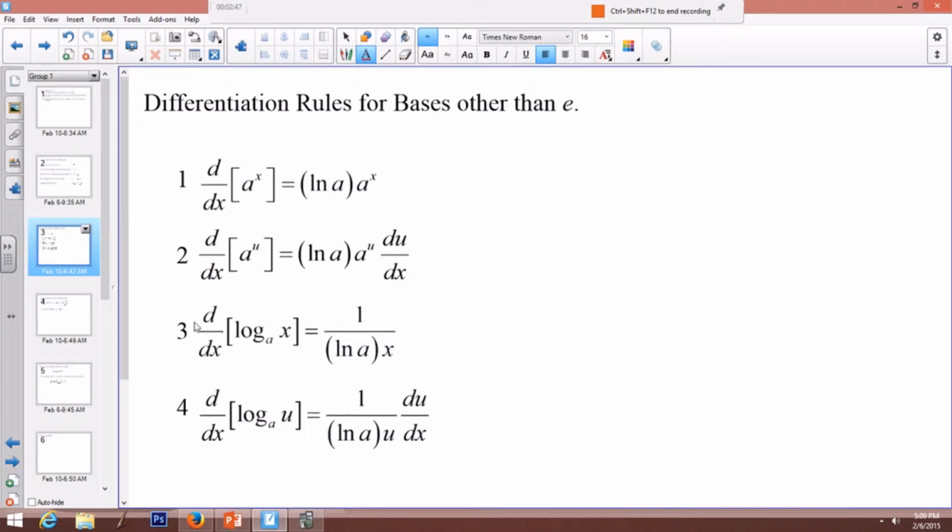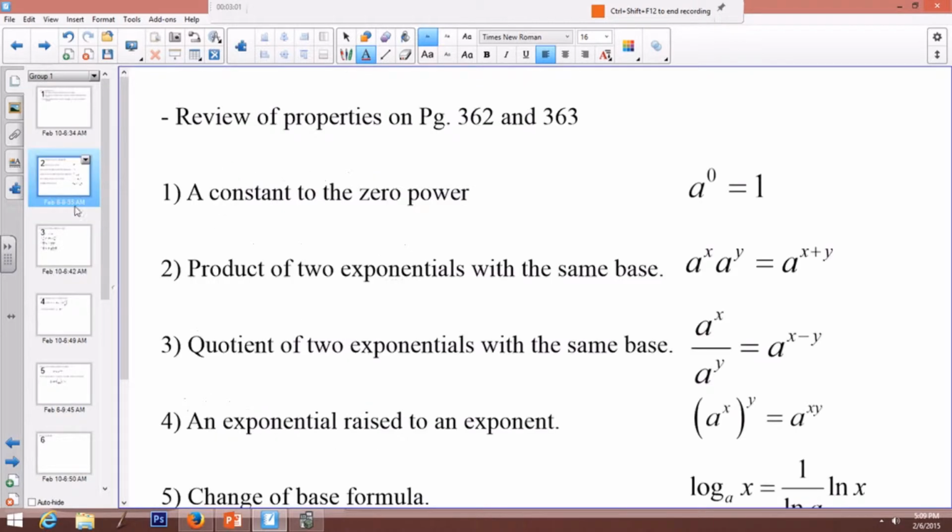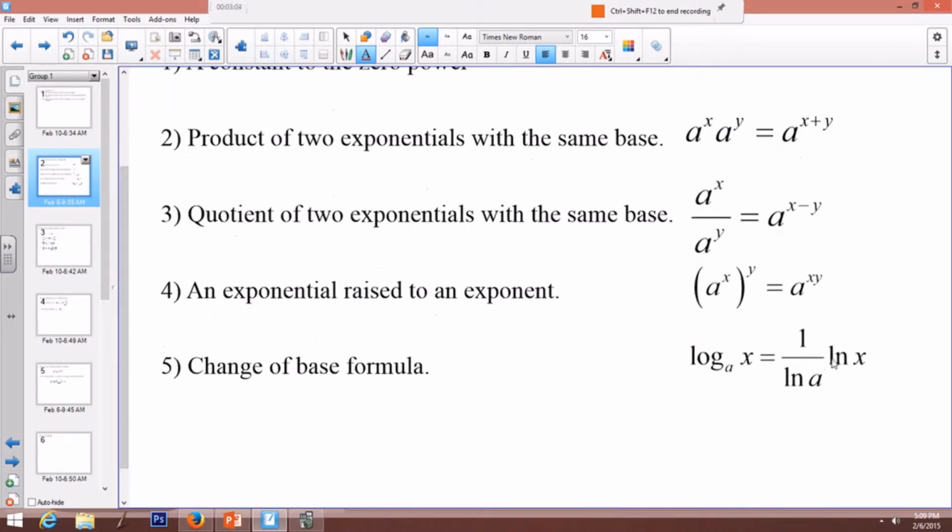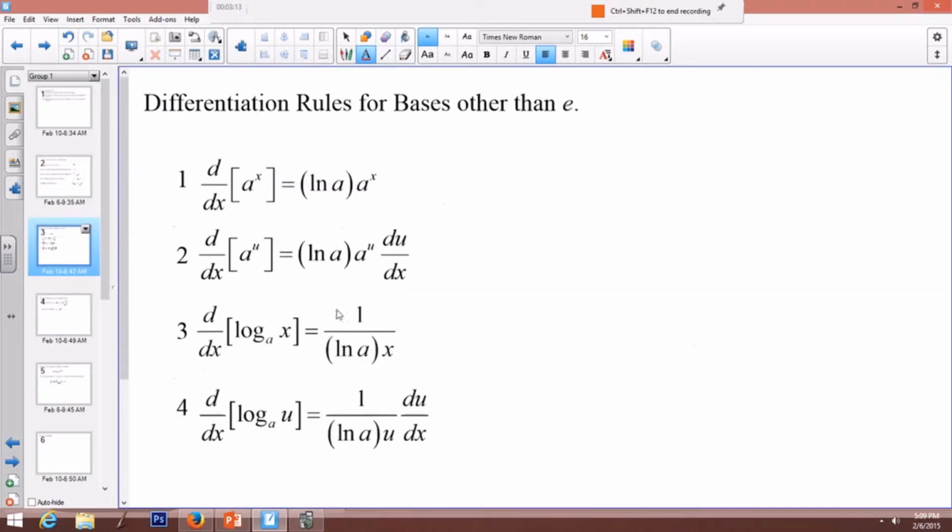Similarly, for logarithms of other bases, the derivative of log base a of x is going to be 1 over the ln of a times x. And again, that comes from this expression right here, ln of a. If a is a known number, that's a constant, so you just leave it, and the derivative of ln x is just 1 over x. So that's how they get this thing.